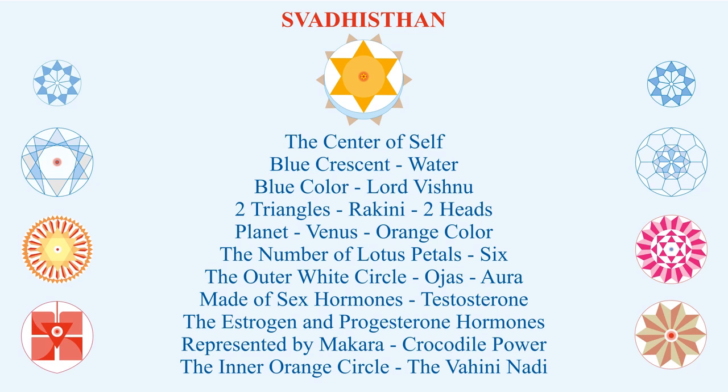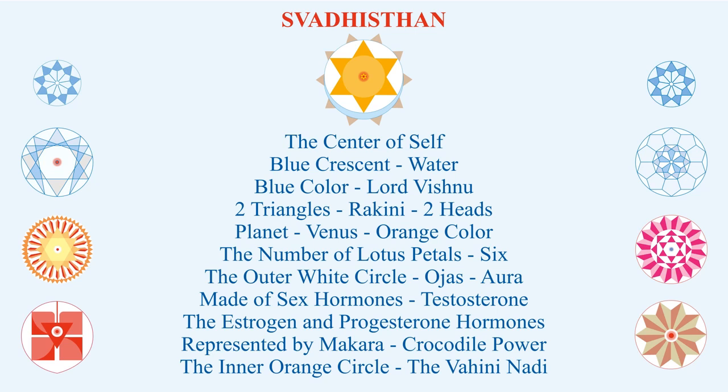Mooladhara chakra's color is red, which is the first visible part of the visible spectrum. VIBGYOR: red, orange, yellow, then you have green, then blue, violet, ultraviolet. So in VIBGYOR, orange is the second one. Earth has been shown as red color. This is orange. And Venus has an orange color when you look at it. And the number of lotus petals is 6, which I have already described.